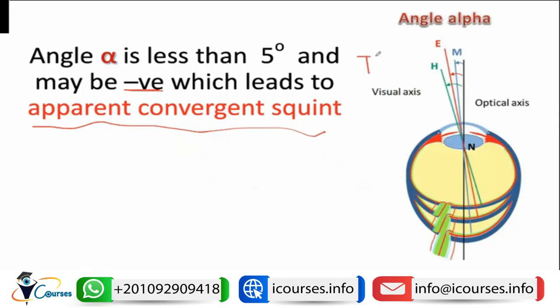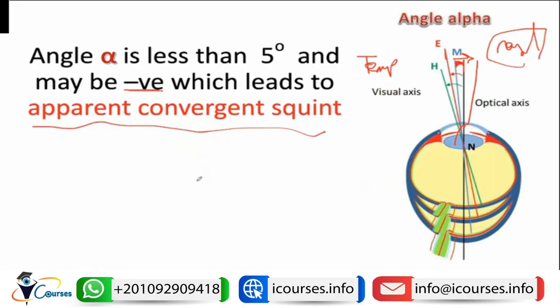So this will be the temporal and the nasal. So in this case, this is the emmetropia, and this is the myopia. In myopia, there will be a small angle between the visual axis and the optical axis, and with larger myopia, this can even become the visual axis. So it will be more on the nasal side, so it will lead to apparent convergent squint. So this is not a true squint, it is just apparent due to shifting of the visual axis.